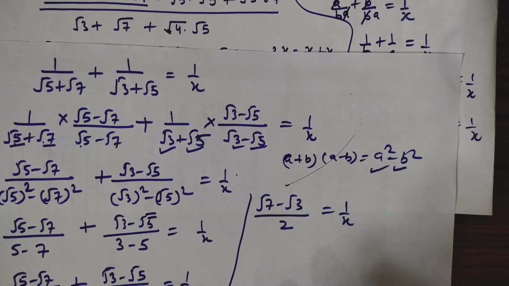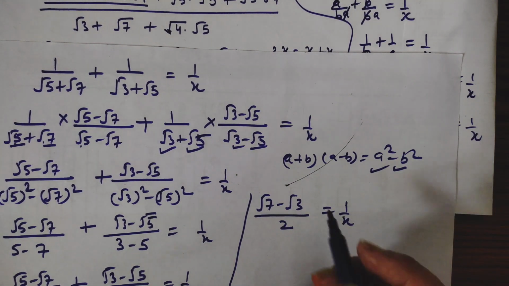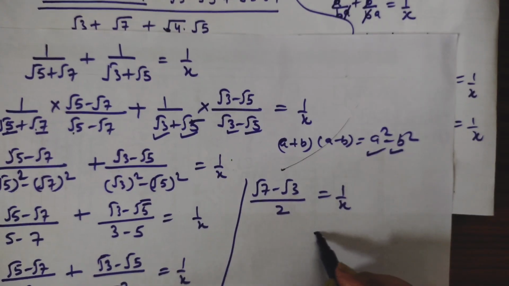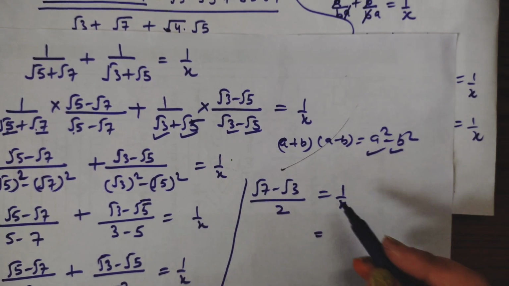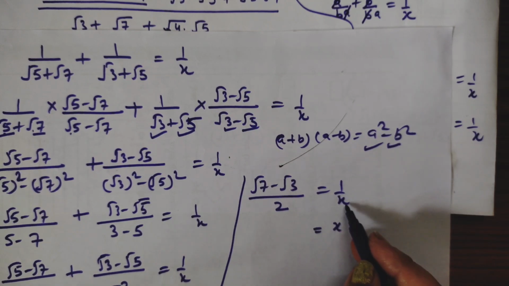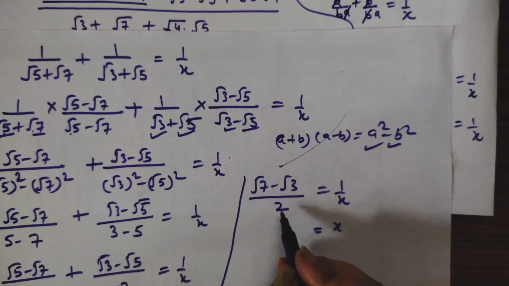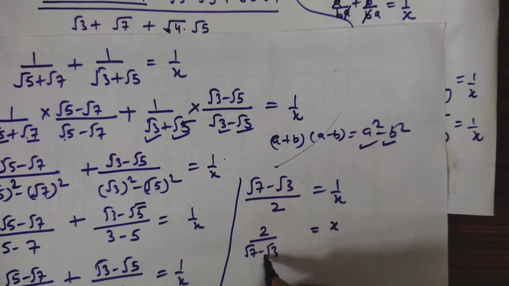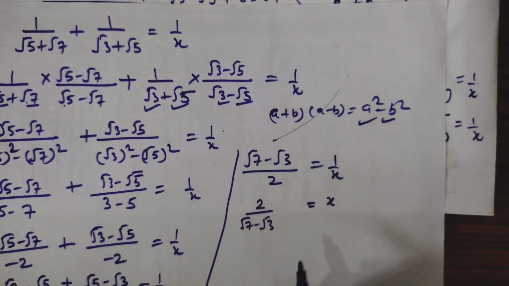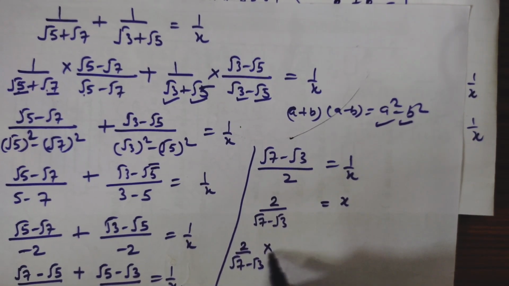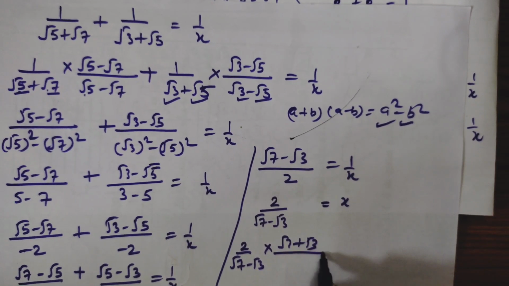Okay, so how do we find this x value? You can see x is in the denominator. So first of all we'll convert this 1 upon x into the reciprocal form. So x goes up and 1 goes down. It's a reciprocal form. Similarly, in the numerator, 2 goes up and root 7 minus root 3 is down. This is the reciprocal term. Now again you can see the denominator is an irrational number, so we'll do the rationalization process again, multiplying by root 7 plus root 3.